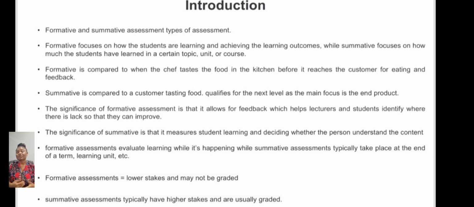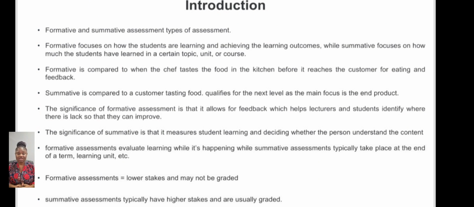Now, formative is compared to when the chef tastes the food in the kitchen before it reaches the customers for eating and feedback, meaning that they still have a chance to improve the food if it does not meet the standards before it can be served to the customer. Summative, on the other hand, is compared to a customer tasting food. There is no going back because the customer has already passed their judgment on whether the food is tasty or not.